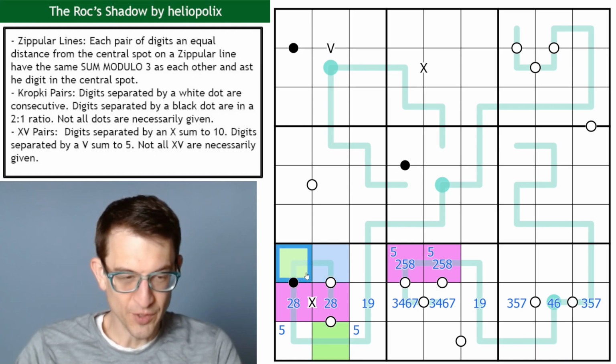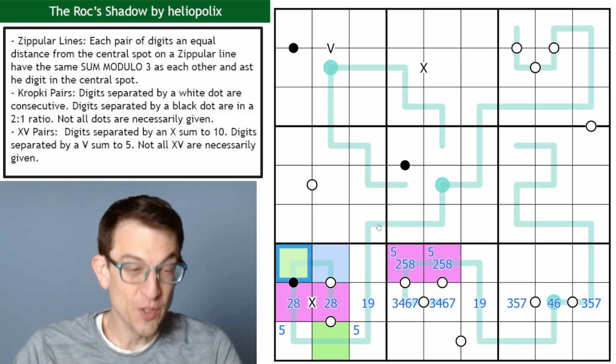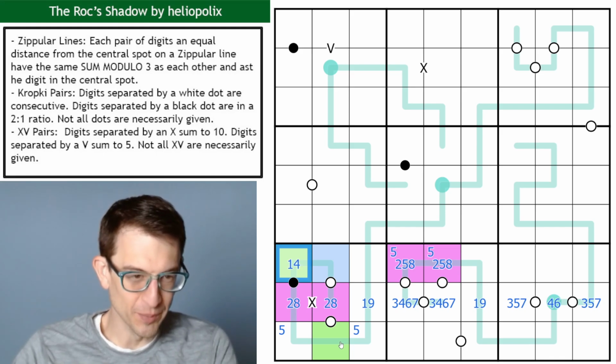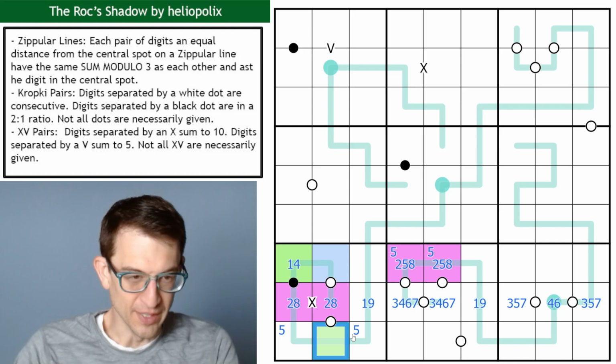One of these is the 3. Oh, this is 4. Oh, this is 1 or 4. Here we go. Green is the 1, 4, 7 group. That is what I needed. I should have looked at the black Kropki dot right away.